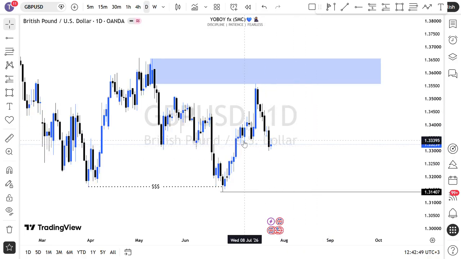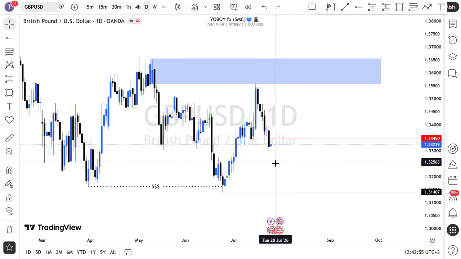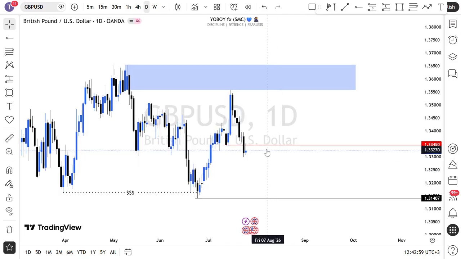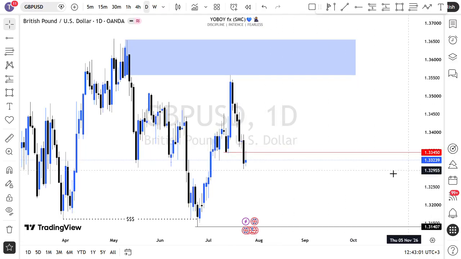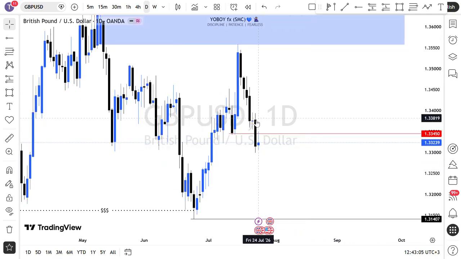So I was waiting for this low to be taken out here. You can see this low here. Confirm that price is willing to move even lower to the downside. So currently right now on GBP I'm going to look for some selling opportunities, and I want to look for a retest into these areas.